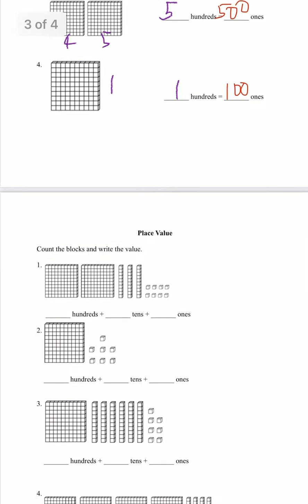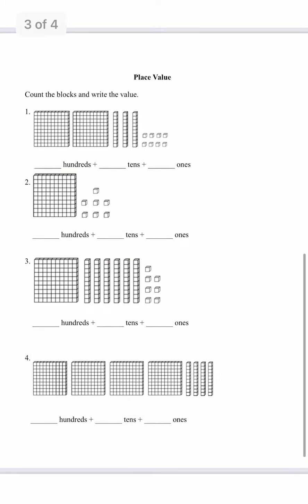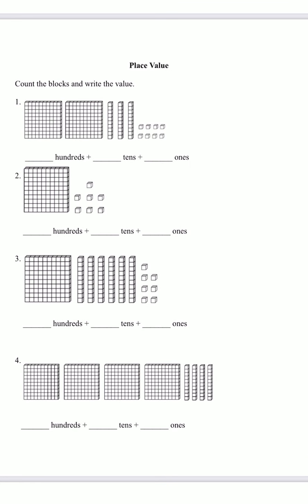Okay? Now let's try place value. Count the blocks and write the value. This one was 100s, right? 100s. And this one is 10s. 10s. And this one, the smallest block, is 1 ones. Okay? So we're going to count.